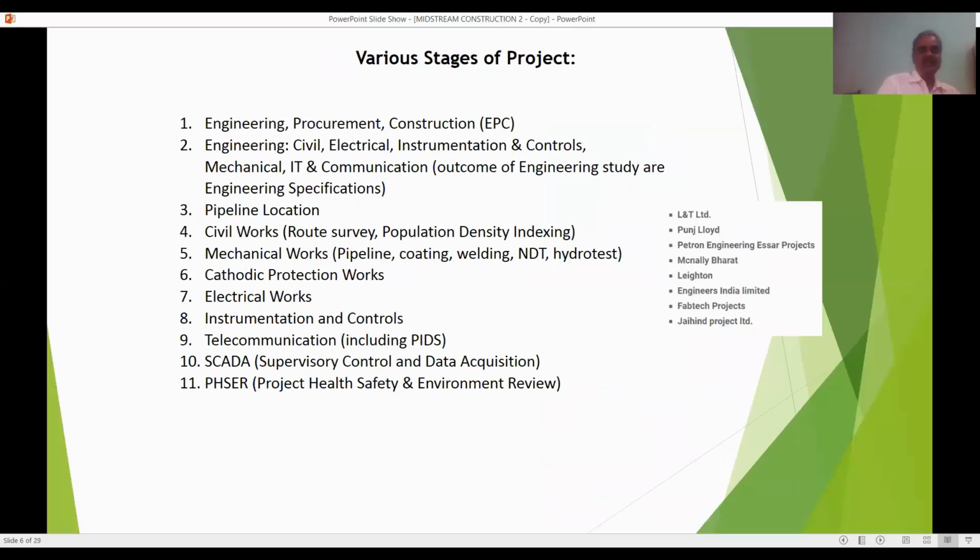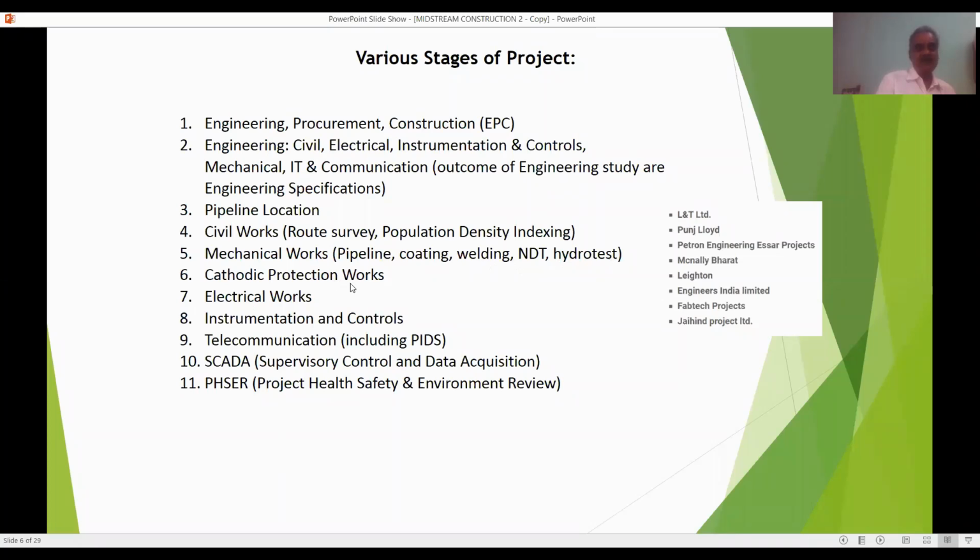Various stages of a project: if you want to start a project, there are so many things involved. Engineering, procurement, construction (EPC); engineering covers civil, electrical, instrumentation and controls, mechanical, IT, communication, and the outcome of the engineering study or engineering specifications. Pipeline location and civil works: route survey, population density indexing. Route survey means from where the line will go and what the density of the population is. There are some guidelines we have to follow. And mechanical works: pipeline, laying, welding, NDT, hydro test.